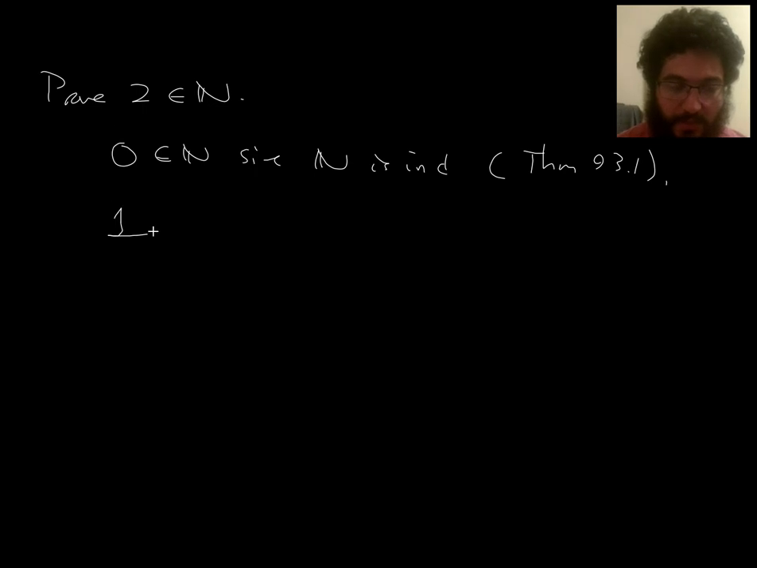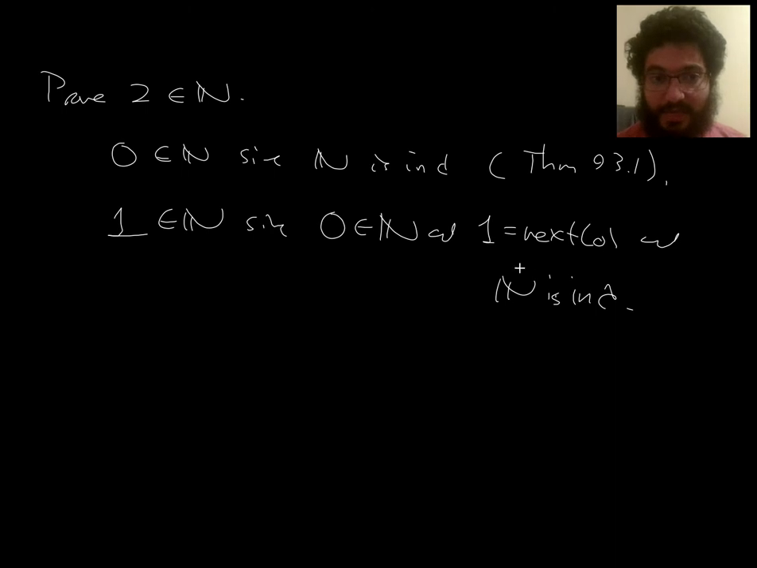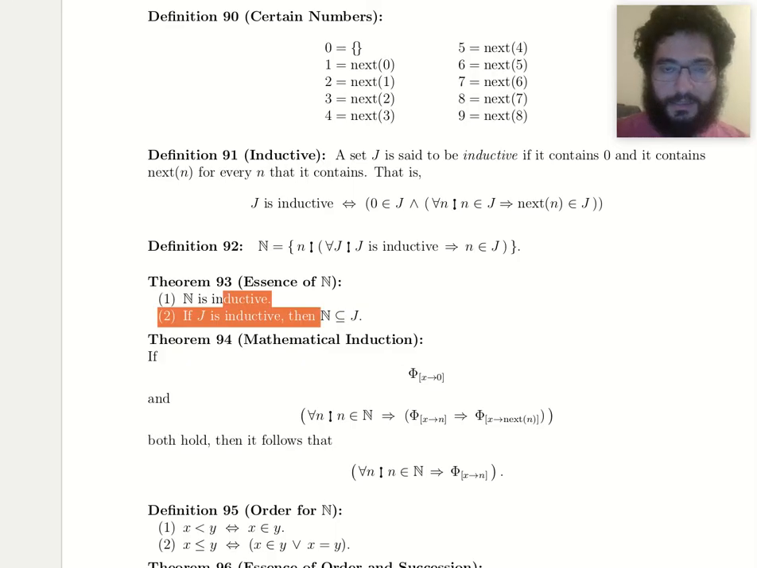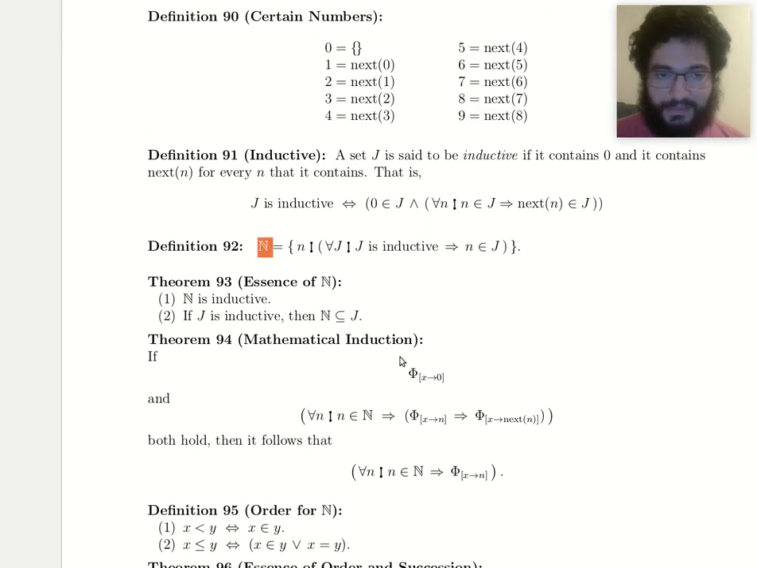And then 1 is a natural number since 0 is a natural number and 1 is the next of 0, and N is inductive. Right? An inductive set contains the next of anything that it contains. So if it contains 0, it must contain the next of 0. And then 2 is a natural number since 2 is the next of 1, and 1 is a natural number and N is inductive. Okay, you get the idea. So theorem 93.1 here is the theorem that tells us that all of these things that we're writing down are really natural numbers. They are elements of this set that is defined in definition 92.